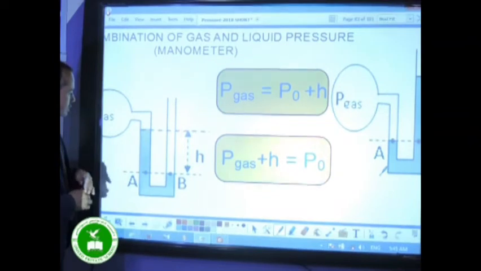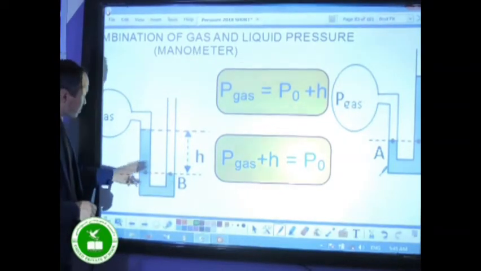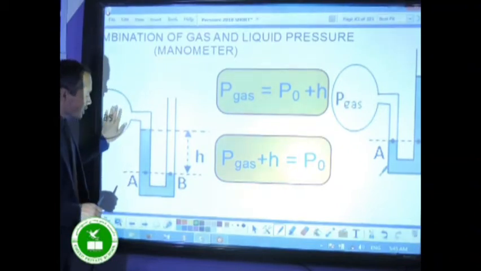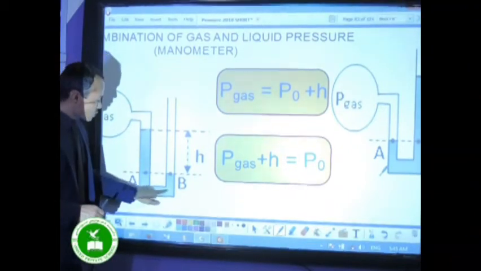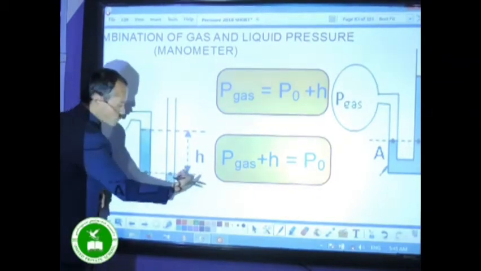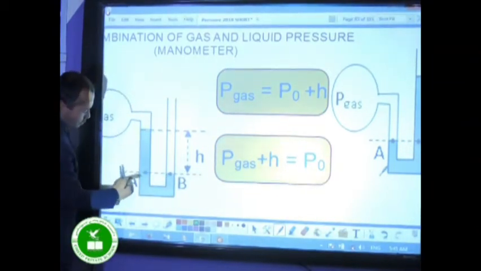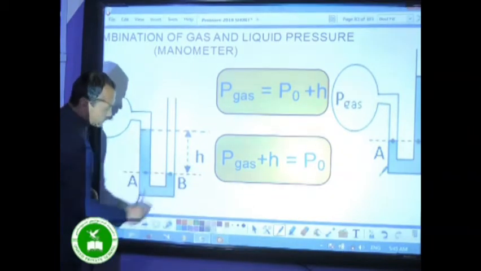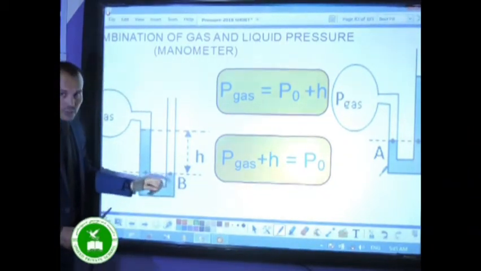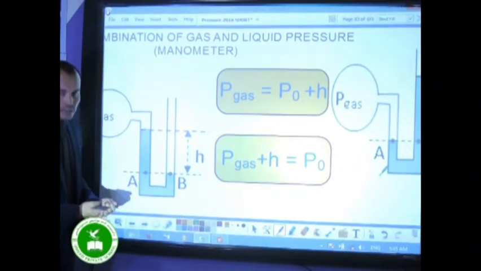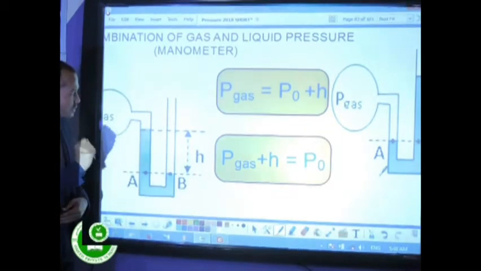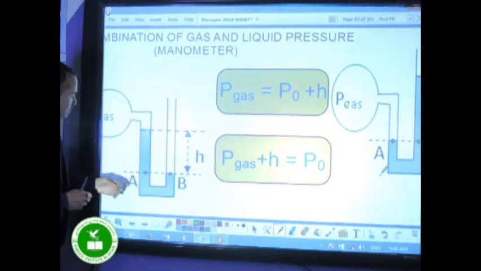Okay, first of all, let's talk about how we can calculate the pressure of this gas. We know here we have used mercury. Now, again we choose one level. This level we have chosen. Pressure on this point and pressure on this point should be equal because they are at one unique, specific level.